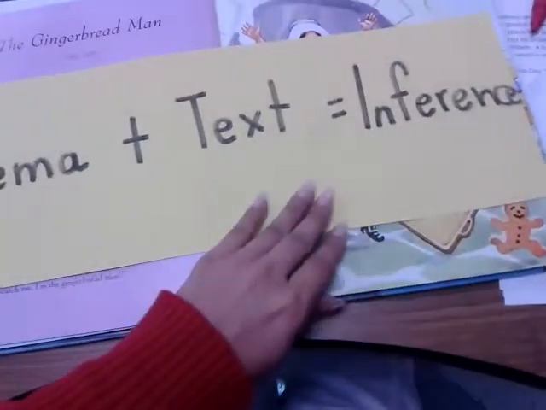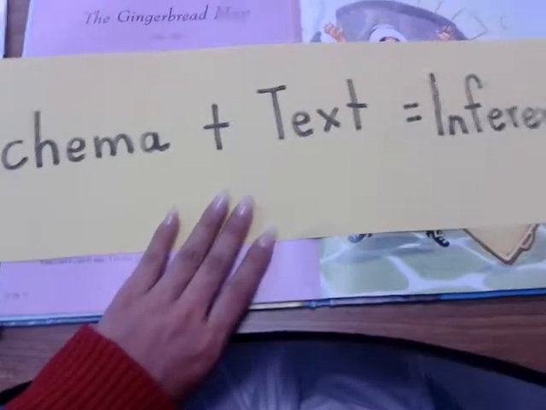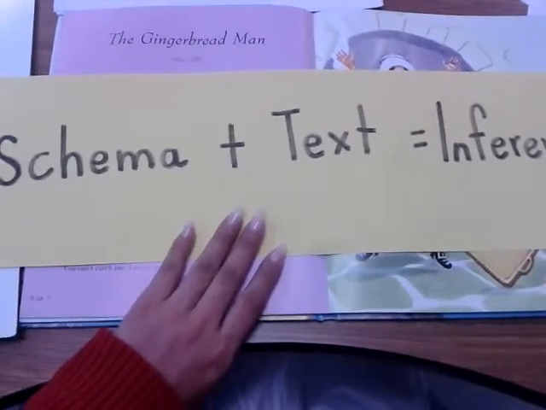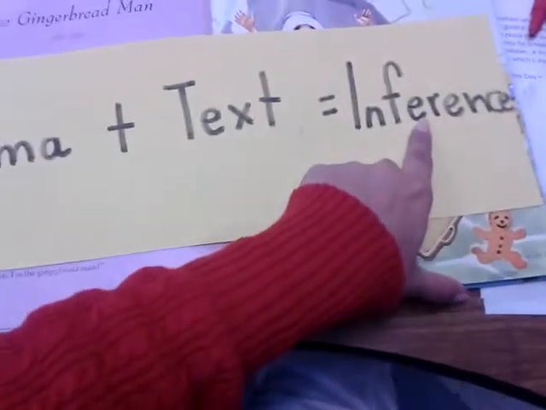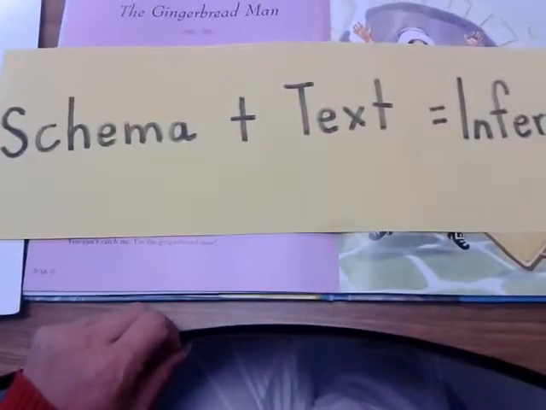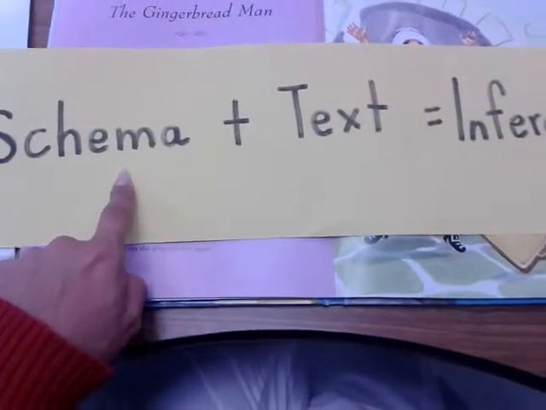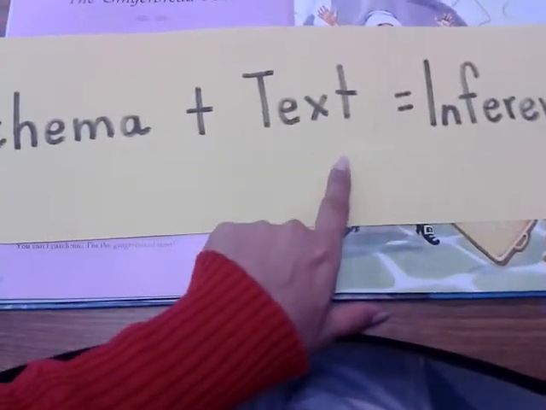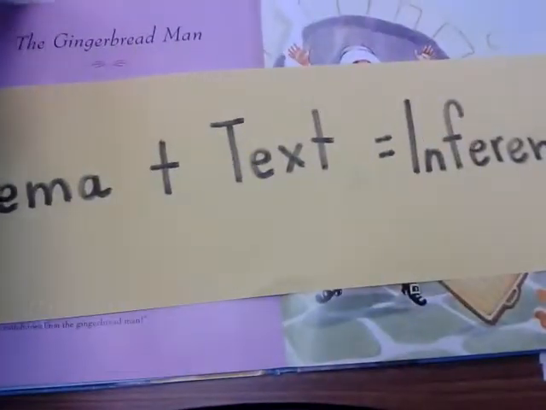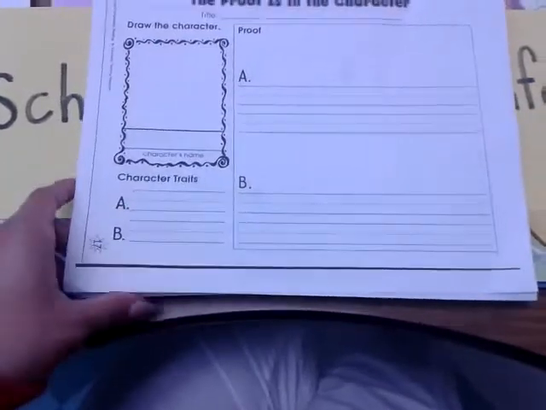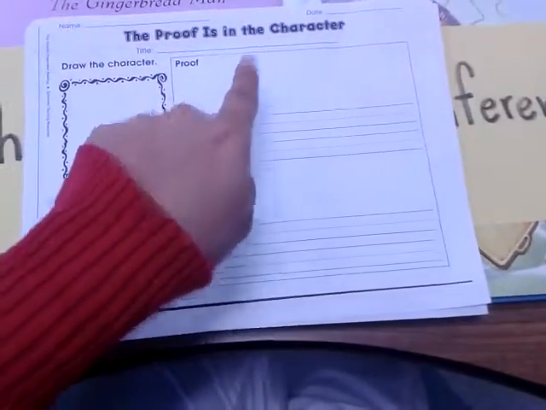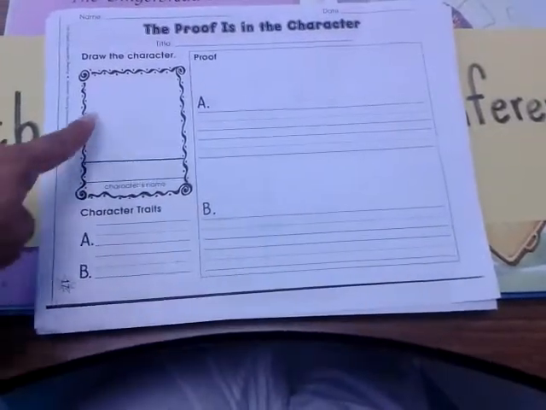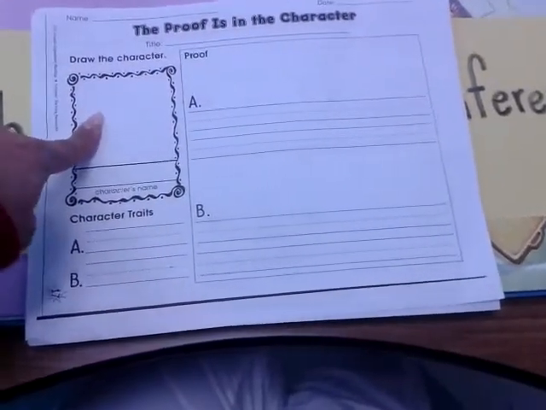So when we're reading, we did not get all the information that we wanted about the Gingerbread Man. But we can make an inference about him because of what we already know and what we have read. So what we're going to do is we're going to fill out this graphic organizer called The Proof is in the Character. The character that we're going to choose is going to be the Gingerbread Man.